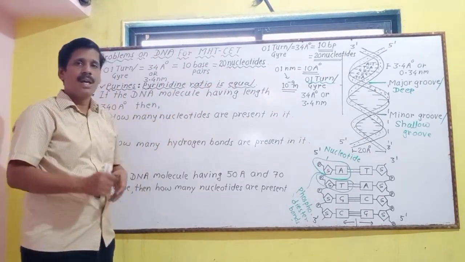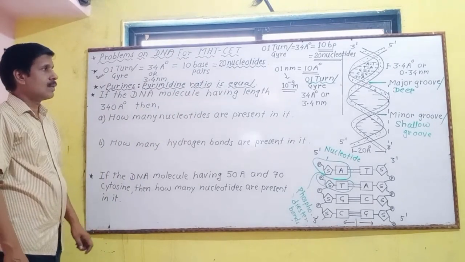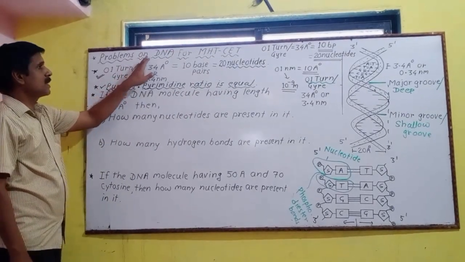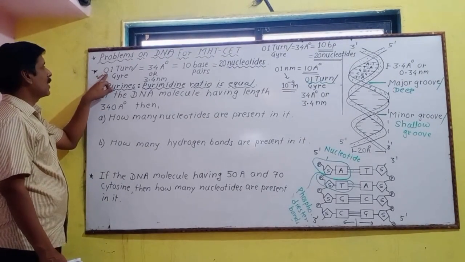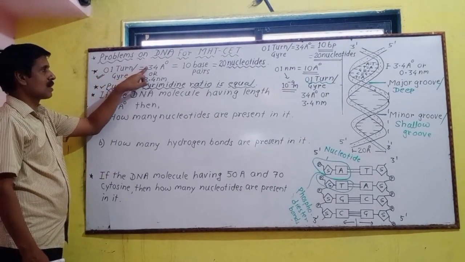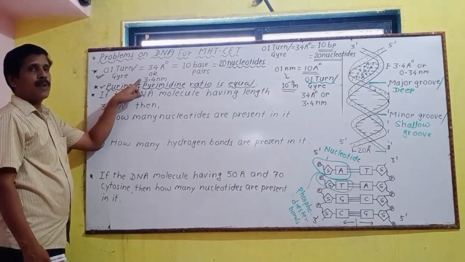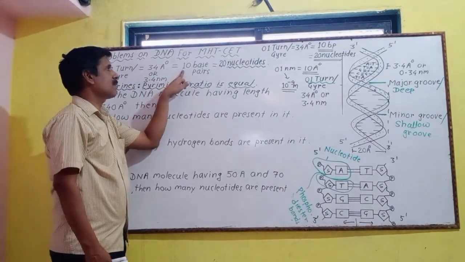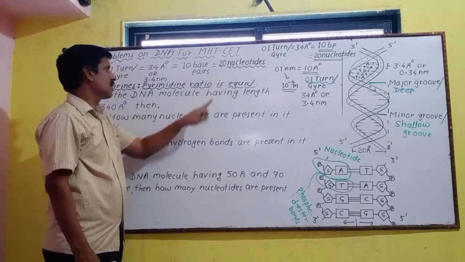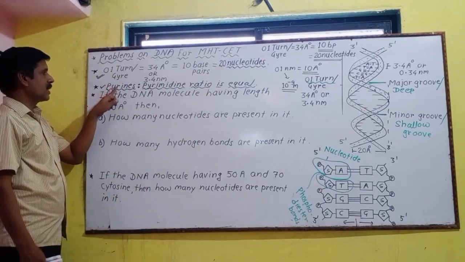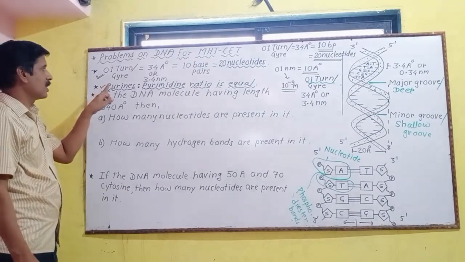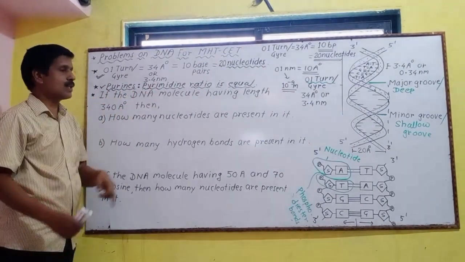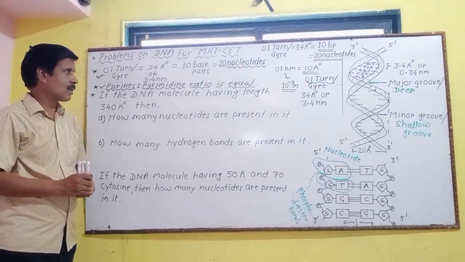Now let us see how the problems are. Now let us see the problems based on the Watson and Crick model of the DNA. As I told you before, one turn or gyre equals 34 angstrom, means 3.4 nm, consists of 10 base pairs, means 20 nucleotides. And again, one thing to remember while solving problems based on the Watson and Crick model, that is purines and pyrimidines ratios are equal. That is Chargaff's rule.